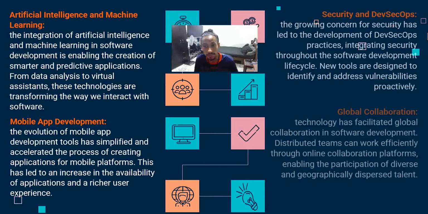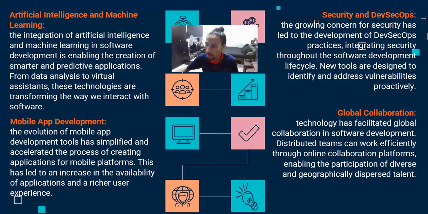Security and DevSecOps. The growing concern for security has led to the development of DevSecOps practices, integrating security throughout the software development life cycle. New tools are designed to identify and address vulnerabilities proactively. And global collaboration also, technology has facilitated global collaboration in software development. Distributed teams can work efficiently through online collaboration platforms, enabling the participation of diverse and geographically dispersed talent.